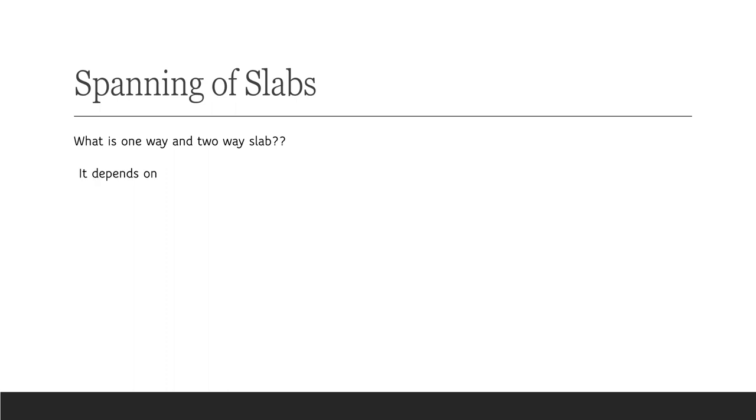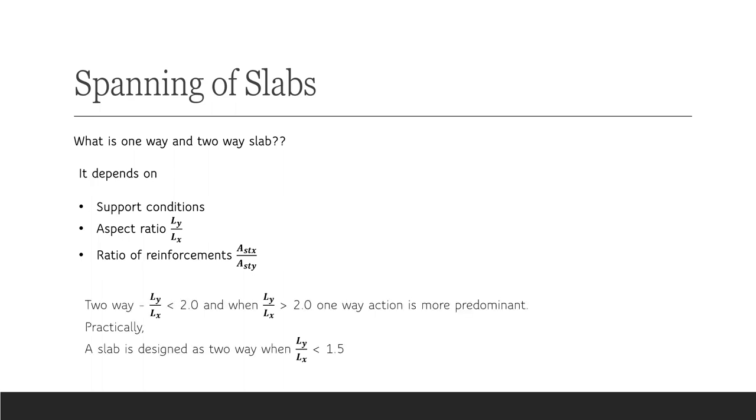But the two-way action of slab does not depend only on the manner it is supported, but also on the aspect ratio Ly by Lx and the ratio of reinforcements in the two directions. Therefore, the designer is free to decide whether the slab should be designed as one-way or two-way. A slab acts as a two-way slab when the aspect ratio is less than 2.